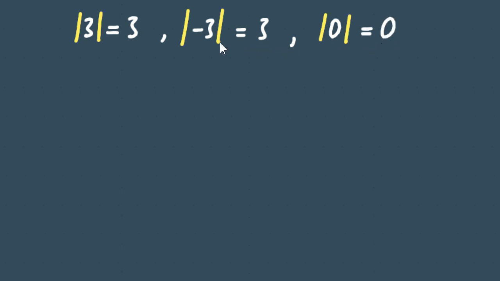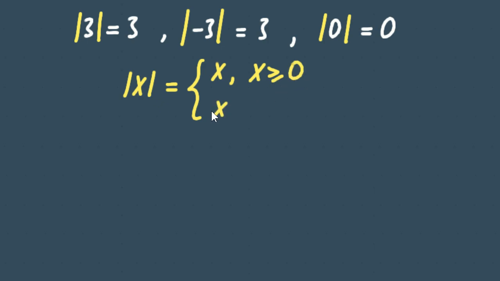Let's write it a little differently. The module of the number, or the absolute value of the number, will be equal to the number itself if the number is not negative, and to the opposite number if the number is negative. Let me remind you that opposite numbers differ only by a sign. 3 and -3 are opposite numbers.